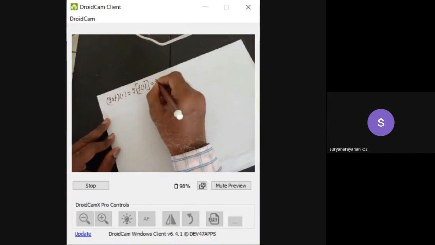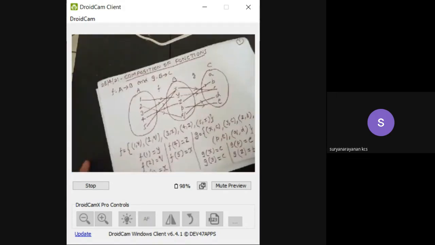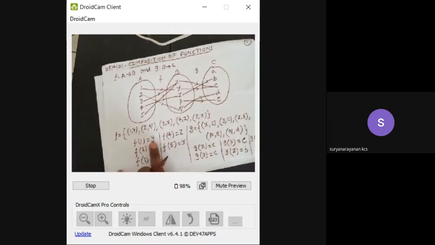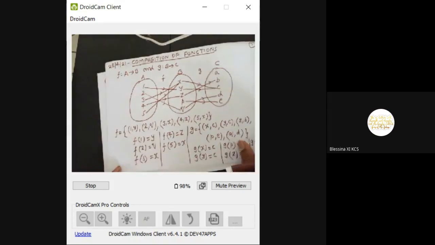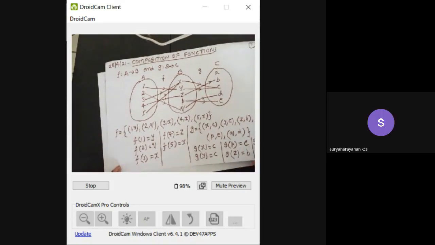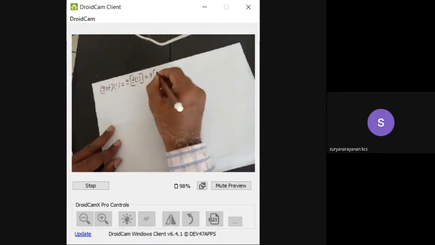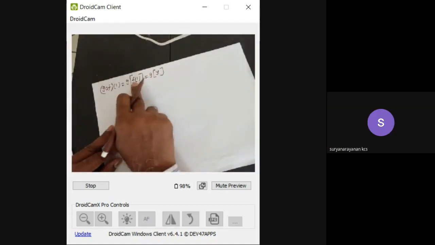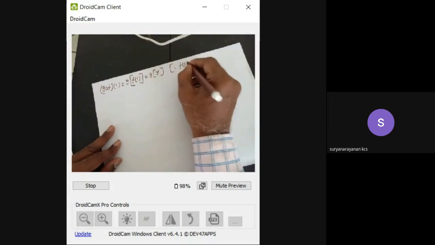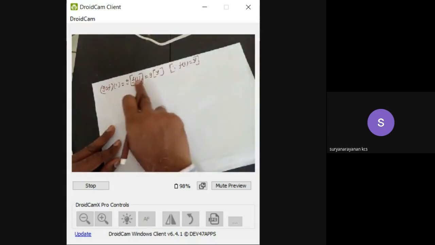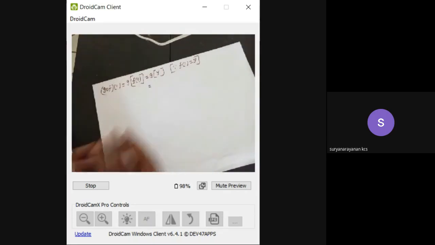G of, what is f of 1 here? Can you tell me? Previously we wrote here f of 1. What is the f of 1 value? Y, sir. Very good. Y. So g of y. In the place of f of 1, I write y, because f of 1 is equal to y. This is equal to g of y.